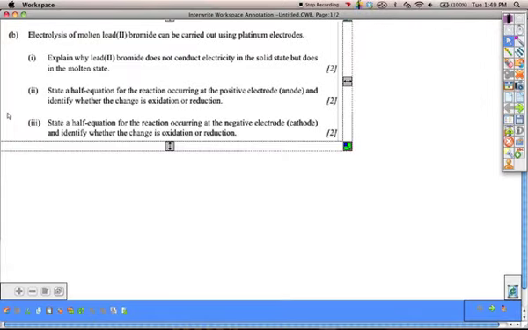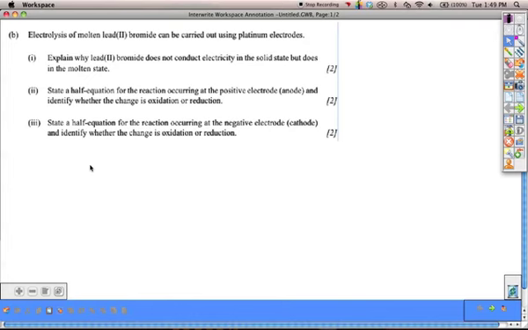Question 8b is asking us about reduction and oxidation reactions, so redox reactions, and how they work when we're dealing with an anode and a cathode in an electrochemical cell. So the first part of it is saying, hey, you know that lead 2 bromide can conduct electricity when it's in its molten state, but it cannot when it is in its normal solid state.